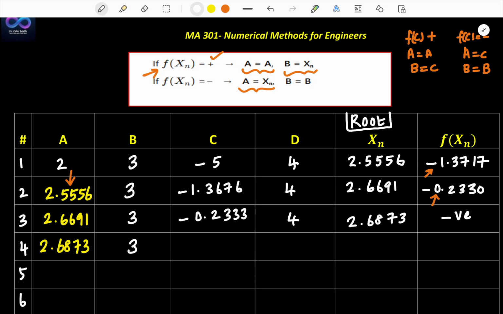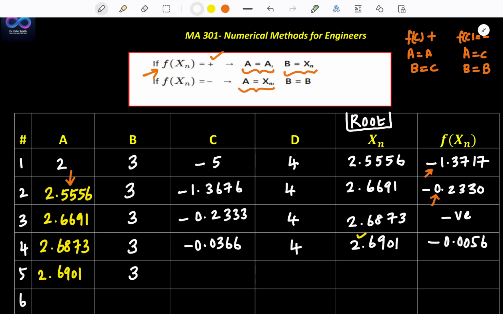2.6873, press equal, press 3 again, and your value will be equal to negative 0.0366, and again press equal, you will get 4. Again press equal, 2.6901, again press equal, 0.0056. Again I'm getting negative, so what happens? This value will come here, which is 2.6901, and this value will be 3 again, and press calc.